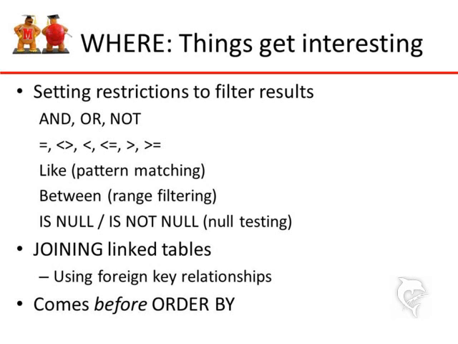Range filtering is just asking that rows be included in the results table if they fall within a certain range. So if you want all movies from the 1990s, then you would say where release year between 1990 and 1999. You might want to do null testing if you want to check your database for missing data that should be there.